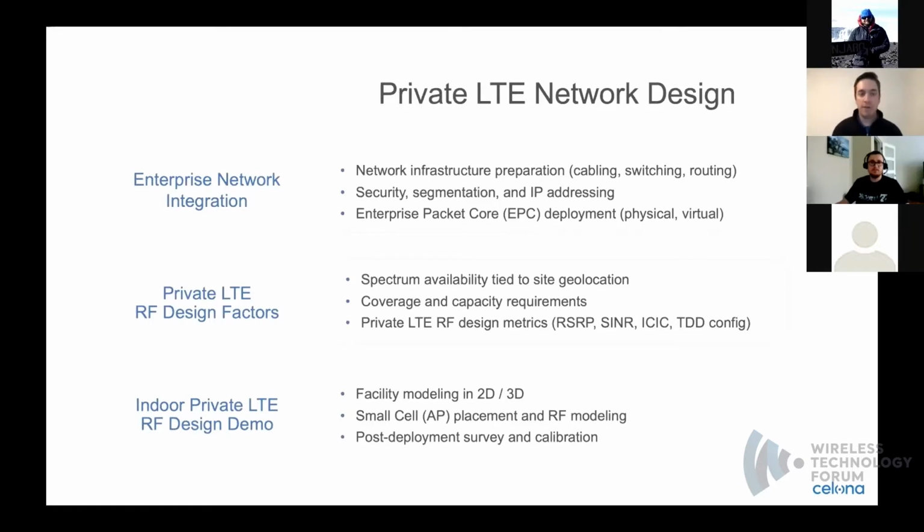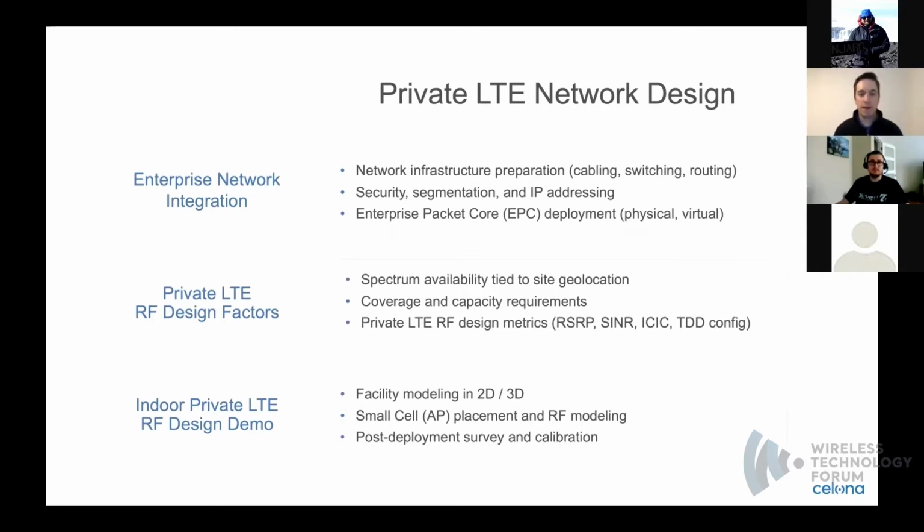So on the enterprise network integration side, it's important to prepare the network with cabling, switching, and routing, since a private LTE network integrates directly with an enterprise wired and wireless network. This includes security, segmentation, and IP addressing, and determining where to deploy the enterprise packet core, whether in a physical or a virtual form factor.